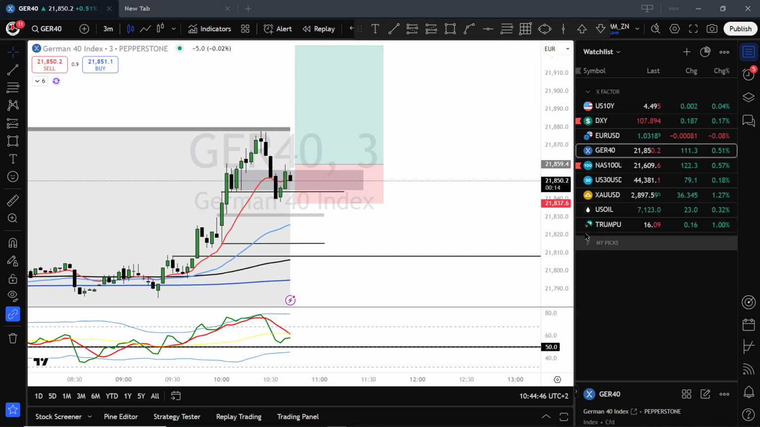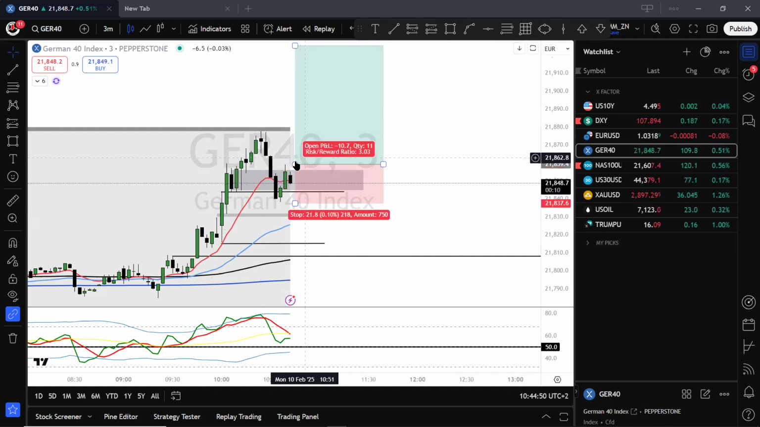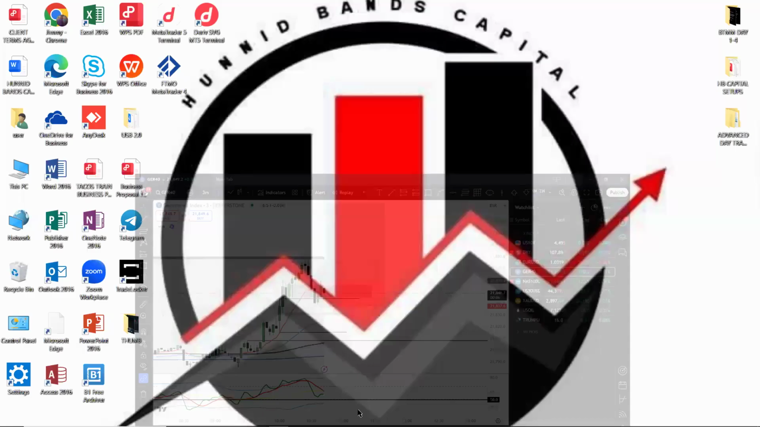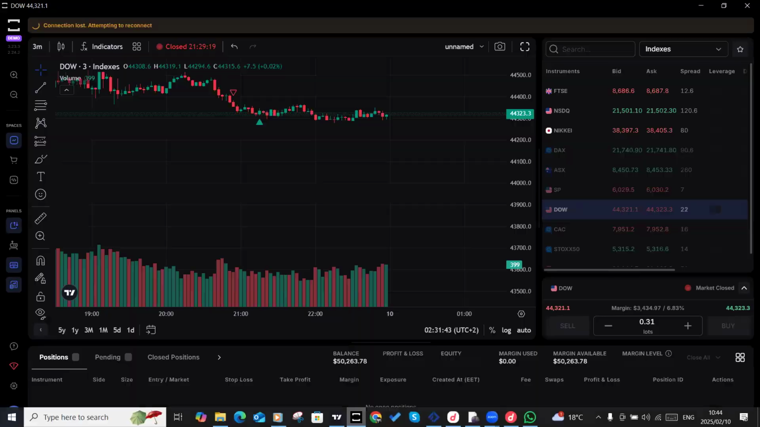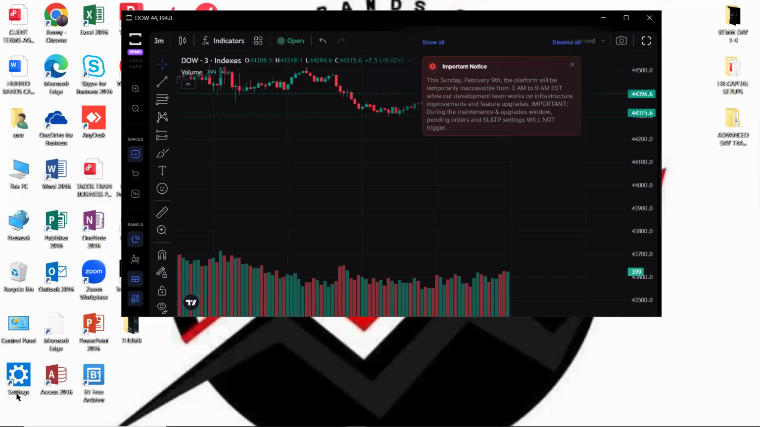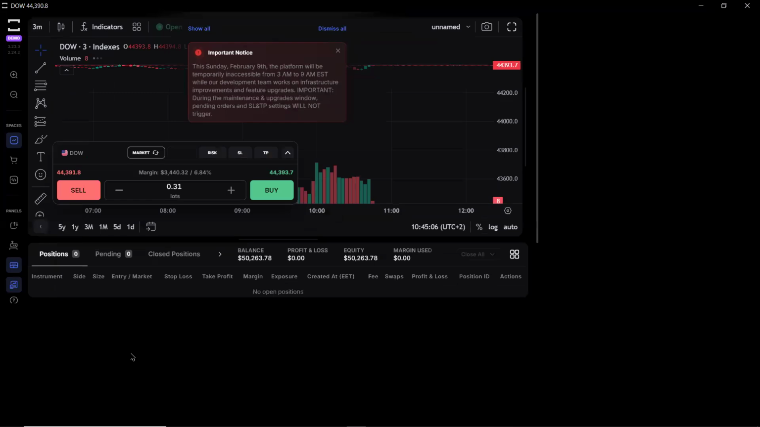All right, let's see what happens. So we've got a buy stop here. We're just waiting to see if price is actually going to still expand to the top. I'm going to enter a trade here as well.